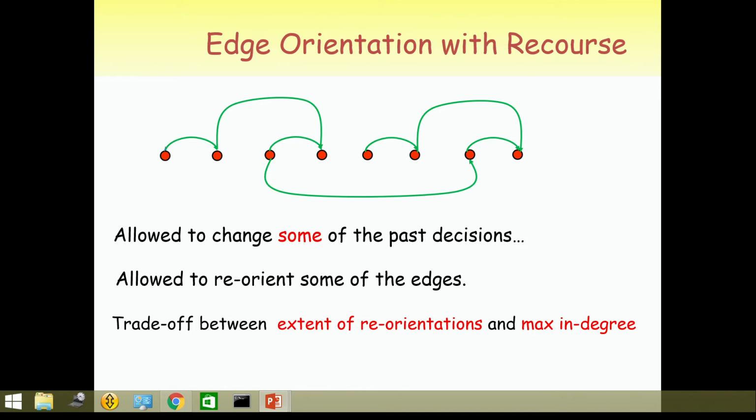And then you can imagine that there is a trade-off between how much you change your solution versus what's the objective value. Of course, if I resolve the problem at every point of time, I can be equal to opt, but then I will be changing my solution a lot.